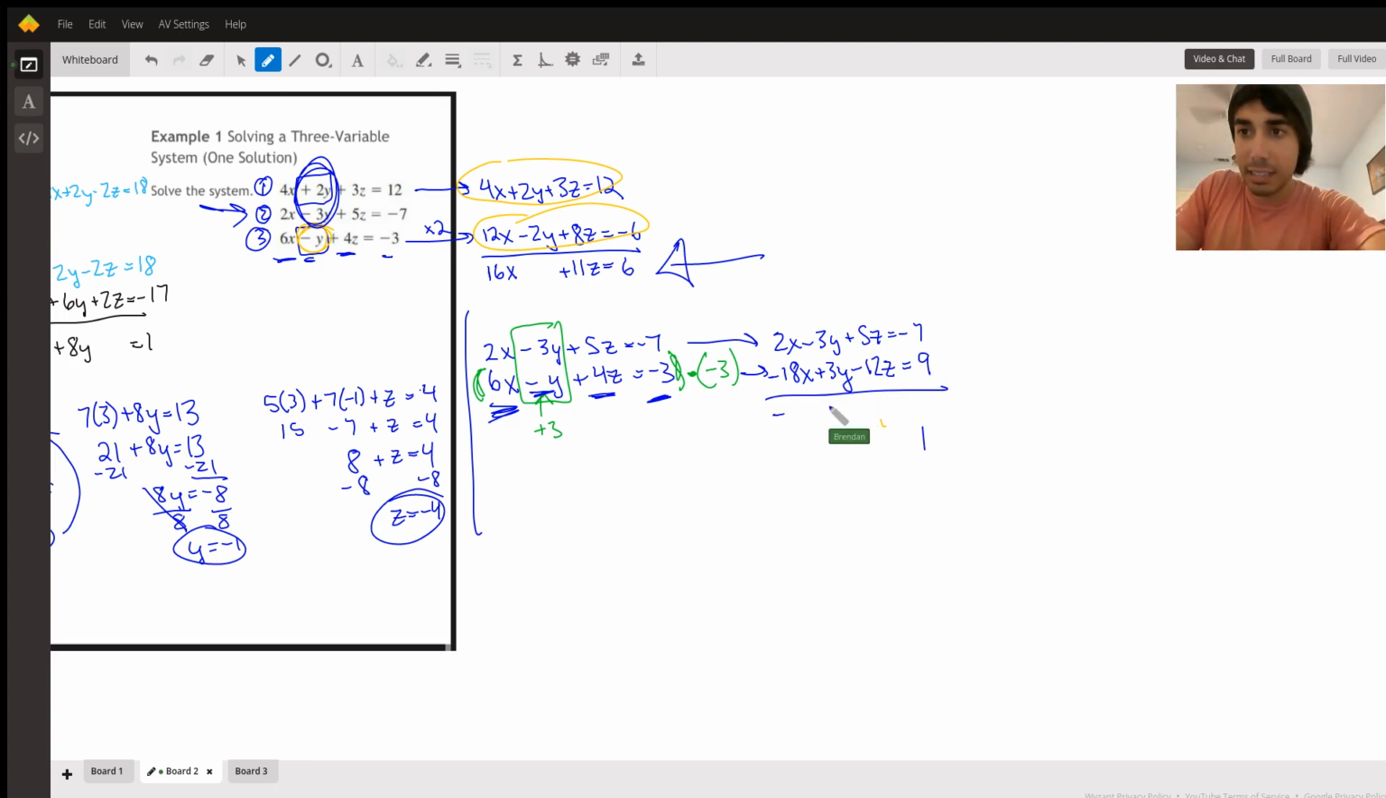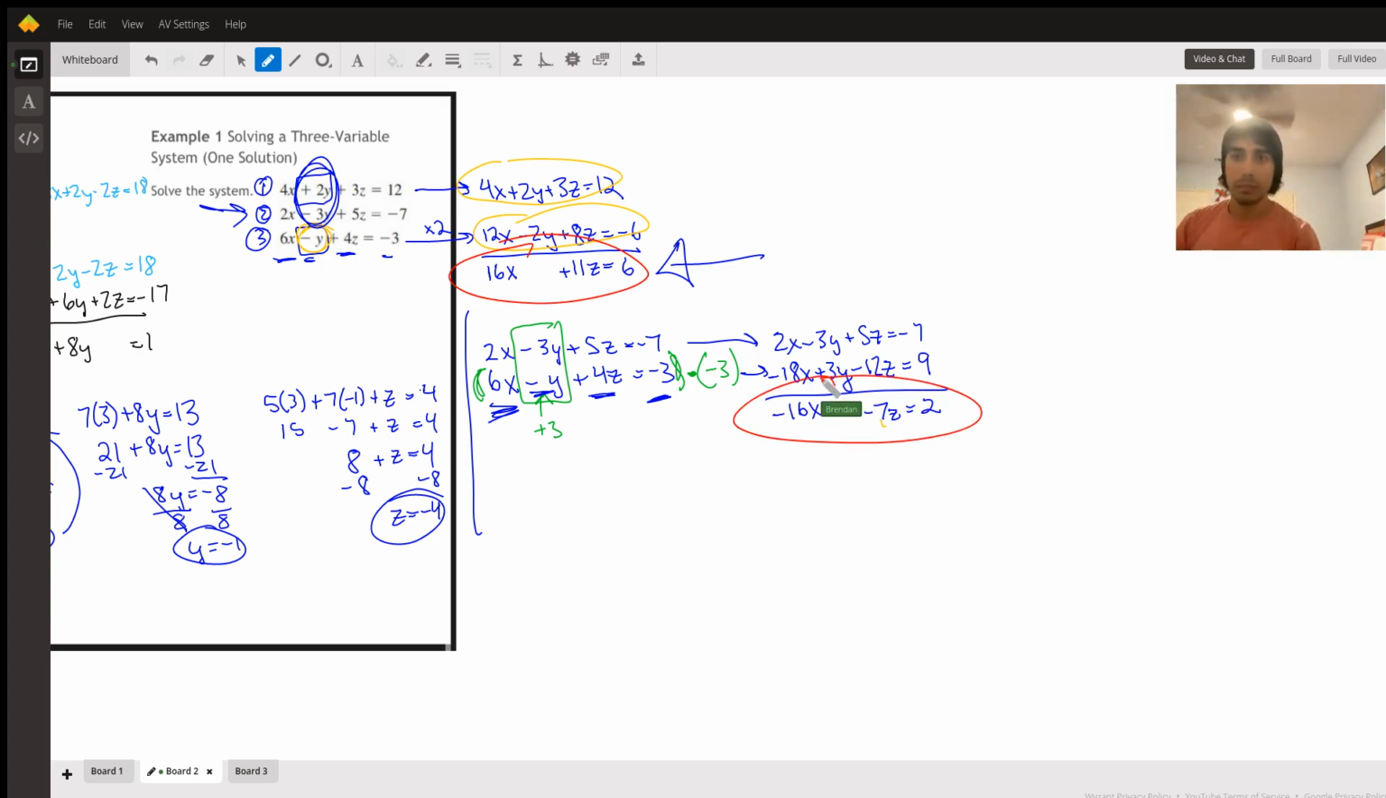2x minus 18x is a negative 16x. 5z minus 12z, negative 7z. Negative 7z. And then we've got negative 7 and 9. That's going to make a 2. Okay, so here's our new two equations we've got. I'm going to circle them in red so you can see them. Notice we've got two equations with two variables. That's exactly what we wanted. We got the y's eliminated.